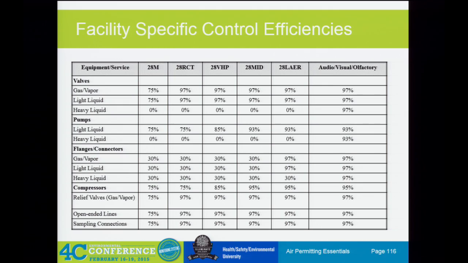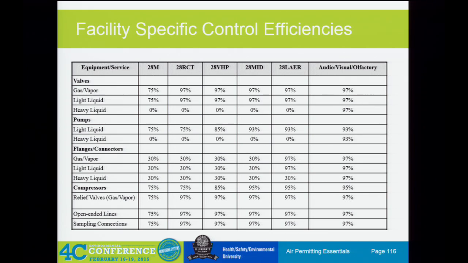Well, you can use these. You can switch from 28 VHP to MID to layer, but if you're trying to use a database or something, they'll listen to you, but it's going to be a hard sell. And that's why I bring up the point: it varies from state to state on the piece of emissions and their use of control efficiencies.